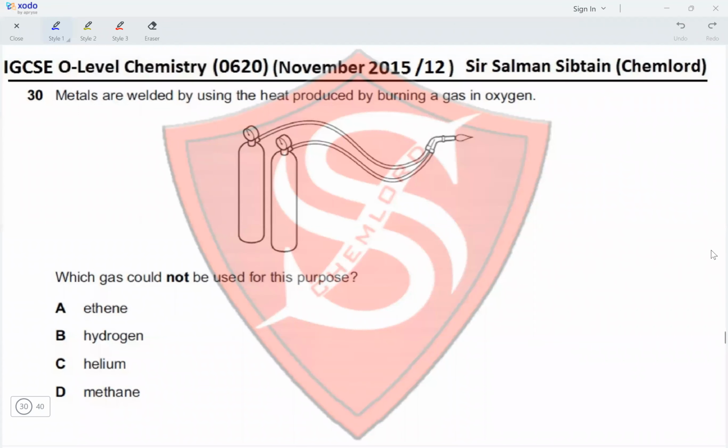Question 30. Metals are welded by using the heat produced by burning a gas in oxygen. Which gas could not be used for this purpose? Ethene is a hydrocarbon, it will burn in oxygen. Hydrogen is flammable, will burn in oxygen. Helium is a noble gas, it is inert, it will not burn in oxygen. Methane is a hydrocarbon, it will burn in oxygen. So the correct option for this question is option C.